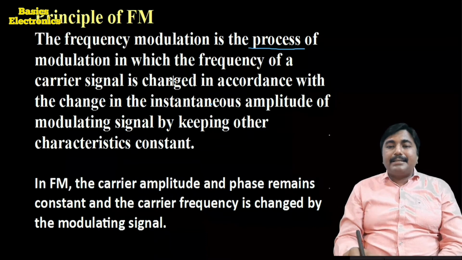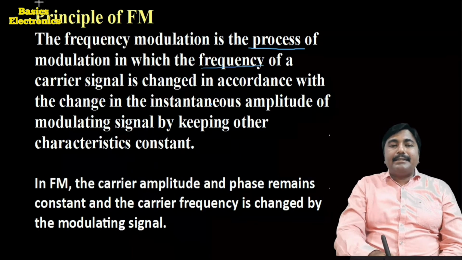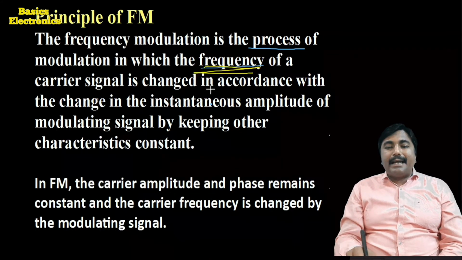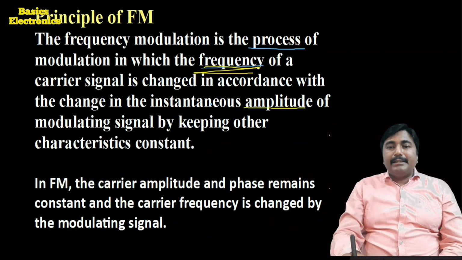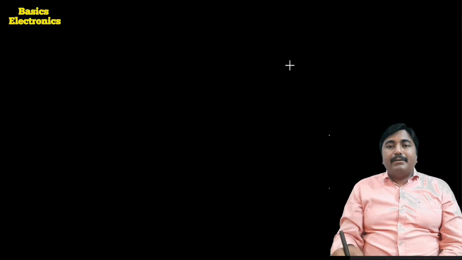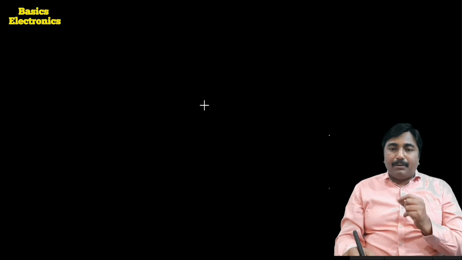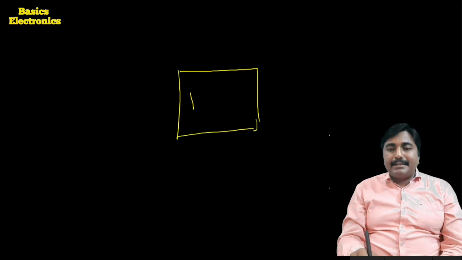So in frequency modulation, the frequency of a carrier signal is changed in accordance with the instantaneous amplitude of a modulating signal. In short, we consider here the frequency modulator circuit, and then we will see the waveforms. Now here this is a frequency modulator circuit.